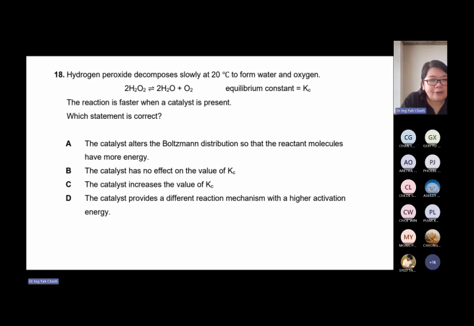Question 18. Hydrogen peroxide decomposes slowly at 20 degrees Celsius to form water and oxygen. You're given the equation with equilibrium constant Kc. Now, the reaction is faster when a catalyst is present. Which statement is correct? A, the catalyst alters the Boltzmann distribution so that the reactant molecules have more energy.